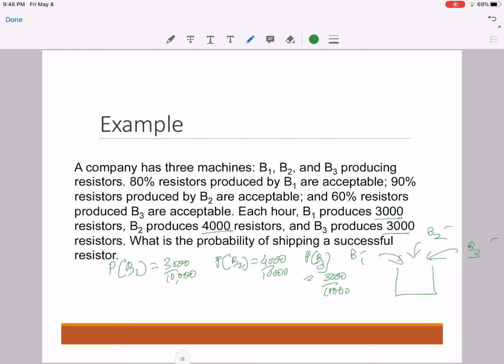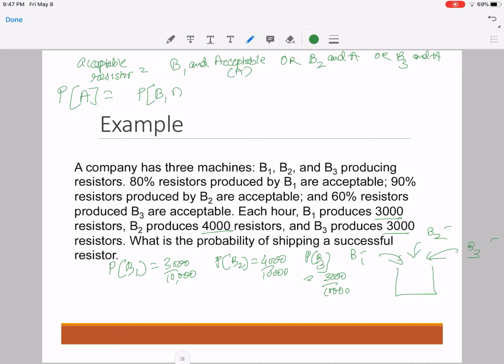Now I'm interested in getting an acceptable resistor. I can get an acceptable resistor if I choose B1 and get a good resistor. I'll use A as an abbreviation for acceptable. Or I can choose B2 and get an acceptable resistor, or I can choose B3 and get an acceptable resistor. So the probability of an acceptable resistor is the probability of B1 and A. Remember, intersection is your logical AND. Or, plus the probability of B2 and A, plus the probability of B3 and A.